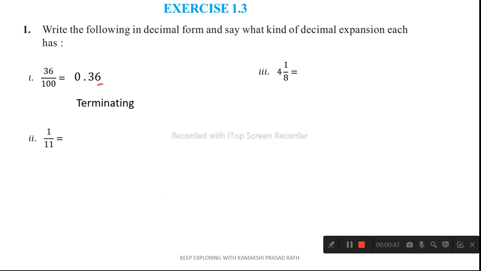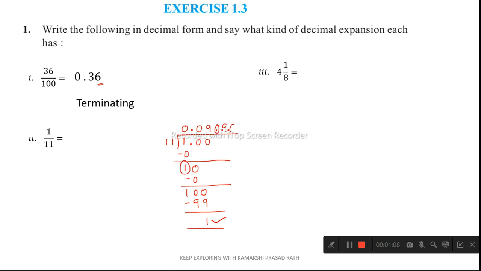Now 1 by 11 is not a decimal fraction, so we need to do the division process to get the quotient and remainder. Now see here. When you focus on the remainder 1, the remainder 1 repeats itself again after two places. The quotient we get will keep on repeating itself. So we get the answer as 0.09 with a bar over 09, because the group of digits 09 repeats itself. So this is a non-terminating repeating decimal expansion.